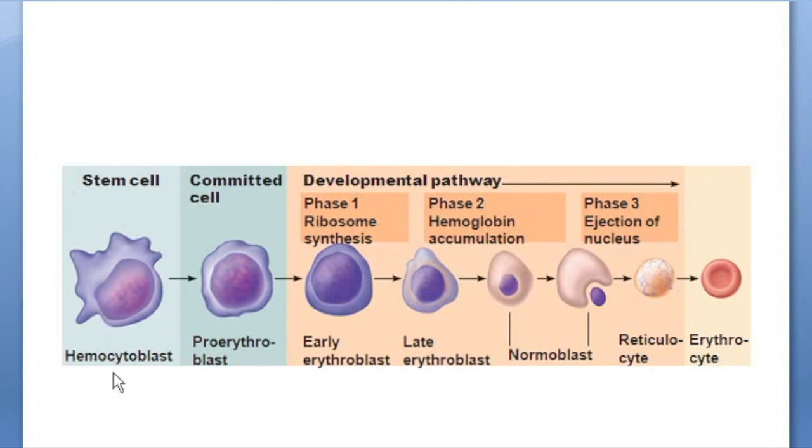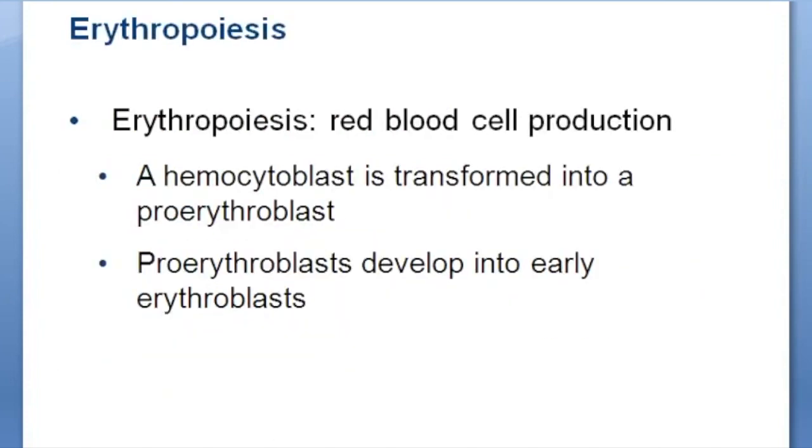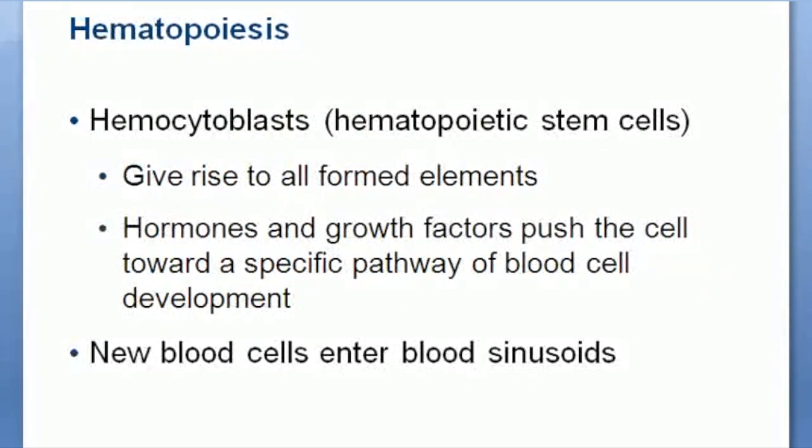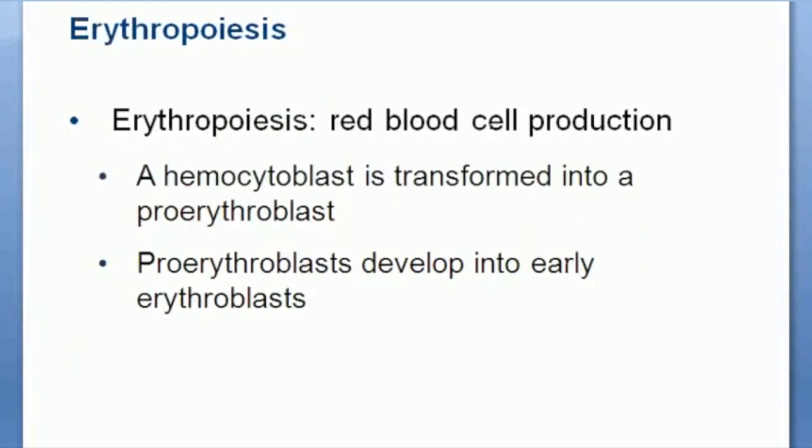This and this. The first and the last. Specifically, red blood cell production is called erythropoiesis. I bet you can figure out why. Yeah, it's so obvious I won't even say it. Like I said, you need to know the first cell is called a hemocytoblast. That's a bone marrow stem cell. And it eventually becomes an erythrocyte. But I don't make you know the intermediate name.